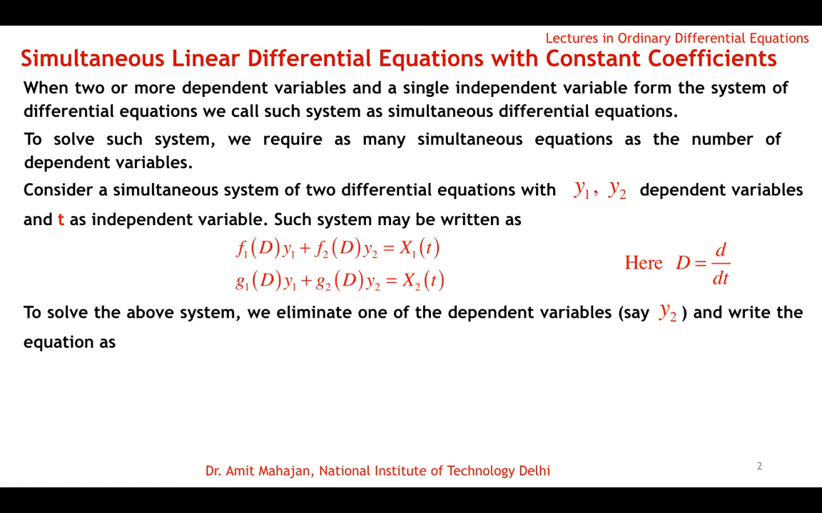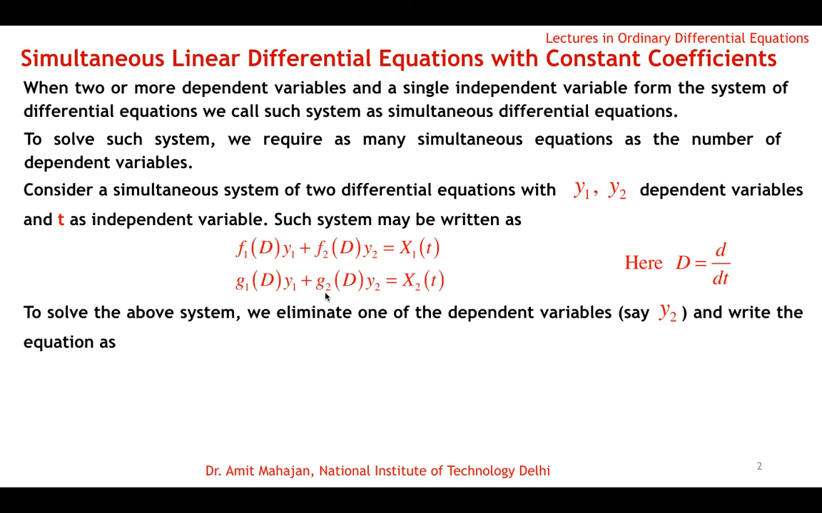To solve such a system, we eliminate one of the dependent variables. Say you eliminate y2 between these two equations, and then write this system of equations as a single equation. If we have to eliminate y2 from these two equations, then what we have to do is operate on the first equation with this operator g2(D). So we operate on both sides with g2(D), and similarly on the second equation we operate with f2(D).